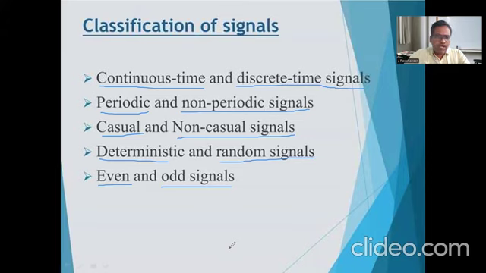If we take one category, it is continuous and discrete. Another category is whether it is periodic or non-periodic. This non-periodic is also called aperiodic signals. Causal and non-causal signals are based on the existence of the signals. Deterministic and random signals are based on the representation of the signals. Another one is even and odd signals. Not only these, but these are the important classifications. We are going to discuss these classifications.